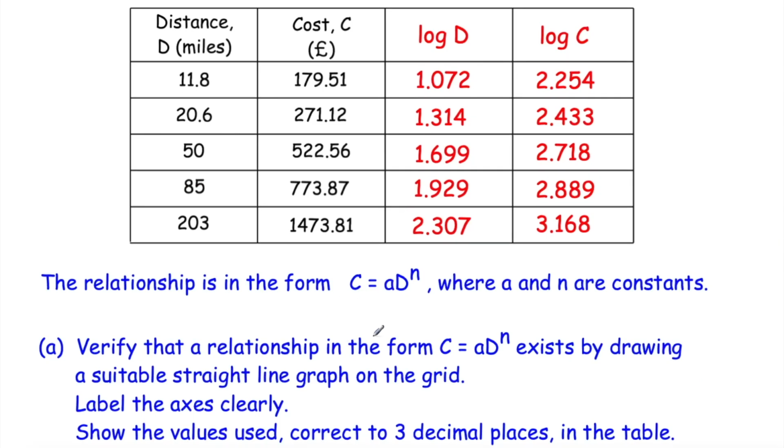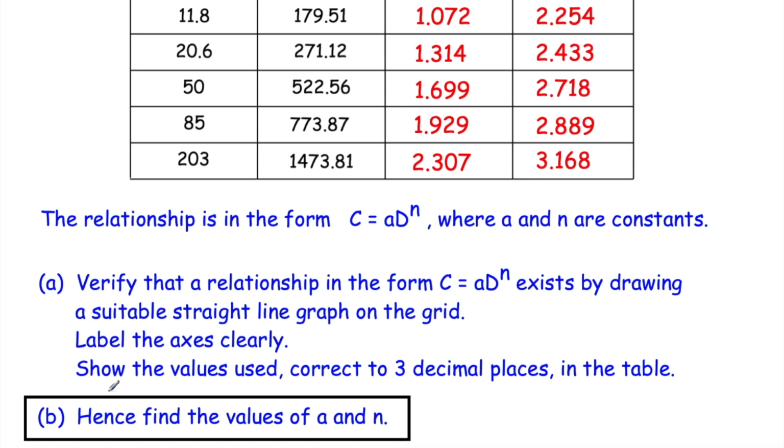And quite often with these log graph questions, that part A is quite similar. Whenever we look at these GCSE Further Maths papers, it's quite similar in terms of the question that you're asked. Let's have a look at then at part B. So part B says, hence find the values of A and n, the values of those two constants. So in part A, we've shown that this relationship exists. Now we need to find the values of A and n.